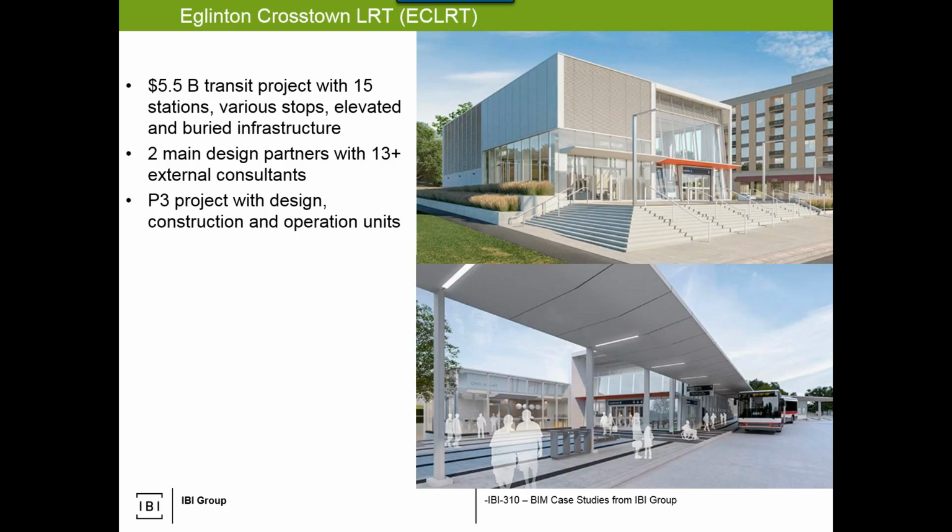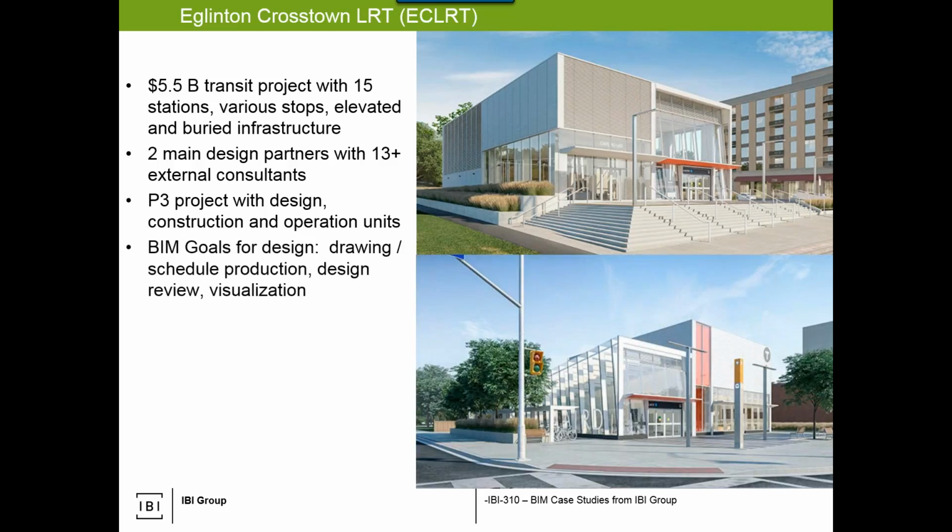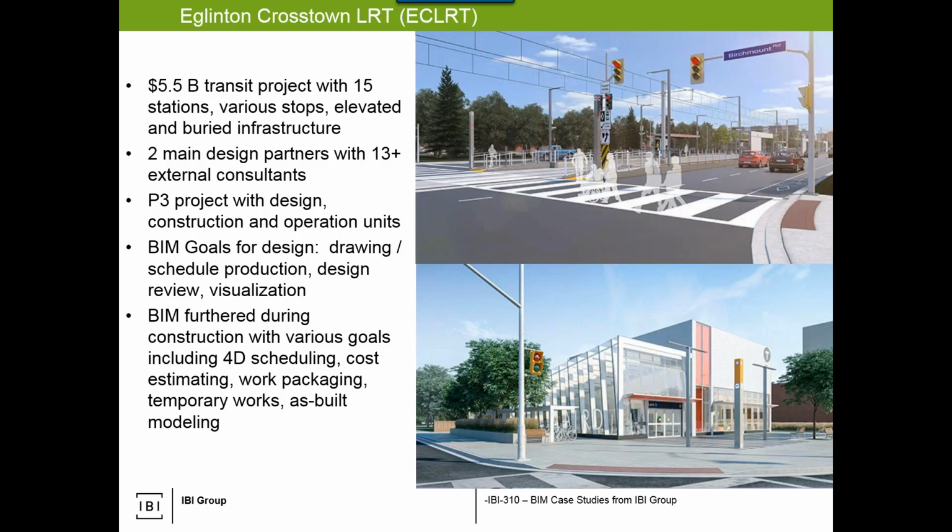The images on the right are ones that have been developed by the IBI Viz group. These were from the pursuit stage. It's a P3 project, so there is design, construction, and operation working in parallel as a collective whole. We set BIM goals for design, so your standard ones: drawing, schedule, production, design review, and visualization.